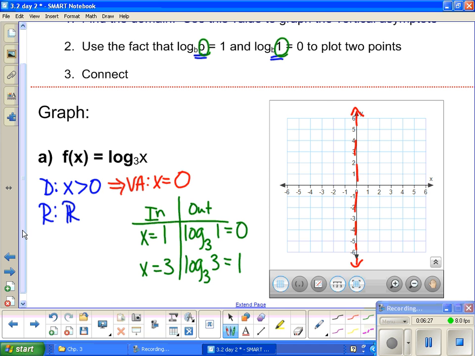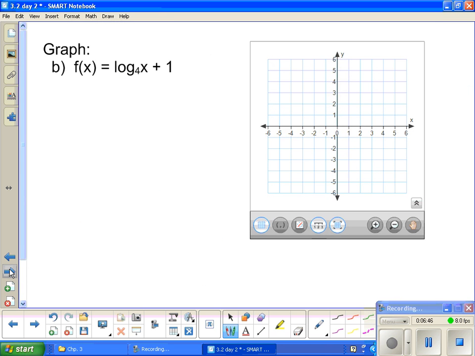So let's plot these points. x is 1, y is 0. x is 3, y is 1. There's my log graph. Let's do another one. We have several we're going to be doing here.